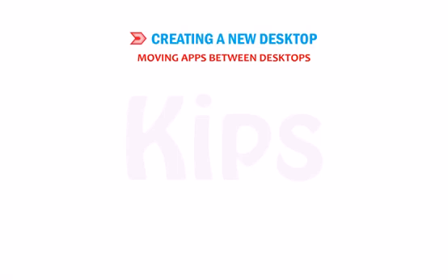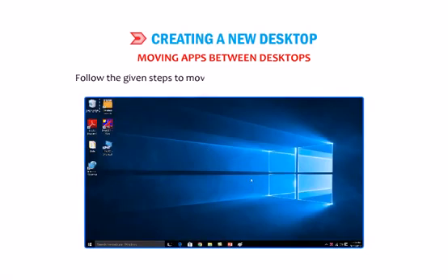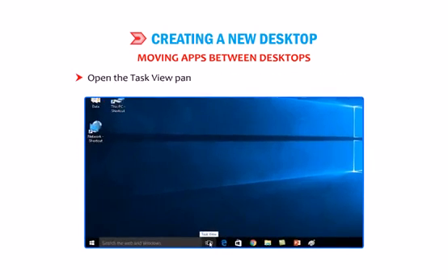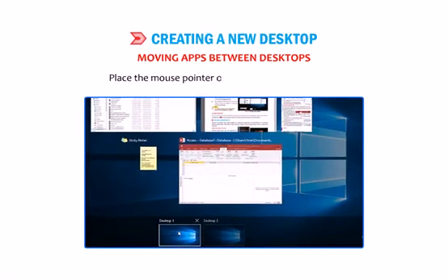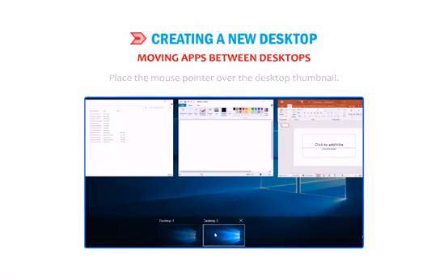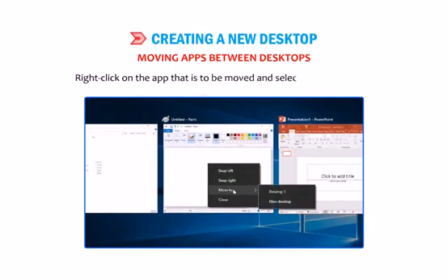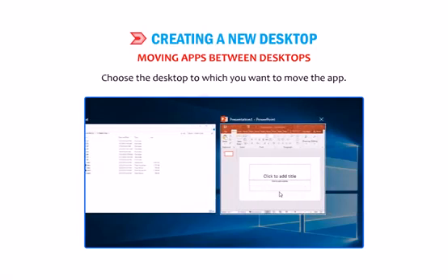Now we will talk about moving apps between desktops. Follow the given steps to move an app from one desktop to another. Open the Task View pane by clicking on the Task View button. Place the mouse pointer over the desktop thumbnail. It will display the thumbnails of all opened apps. Right-click on the app that is to be moved and select the Move To option. This will display the desktop list that you have created. Choose the desktop to which you want to move the app.